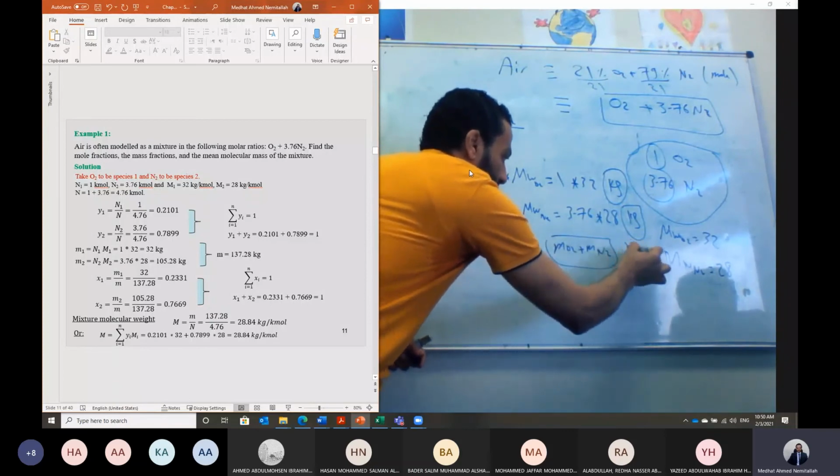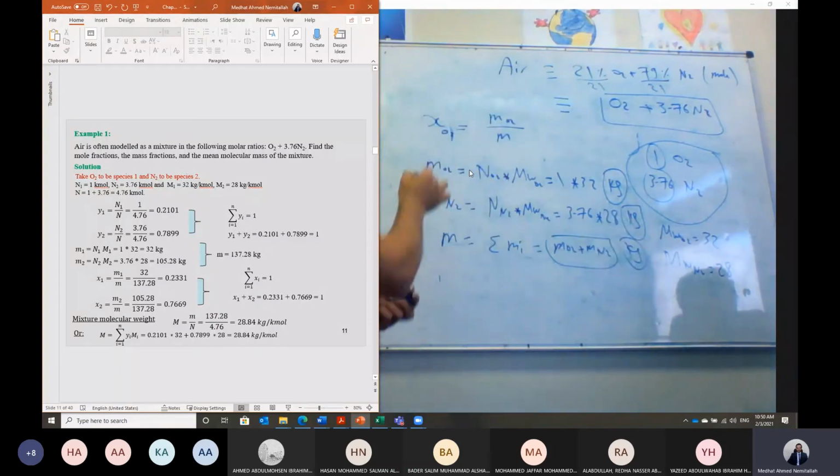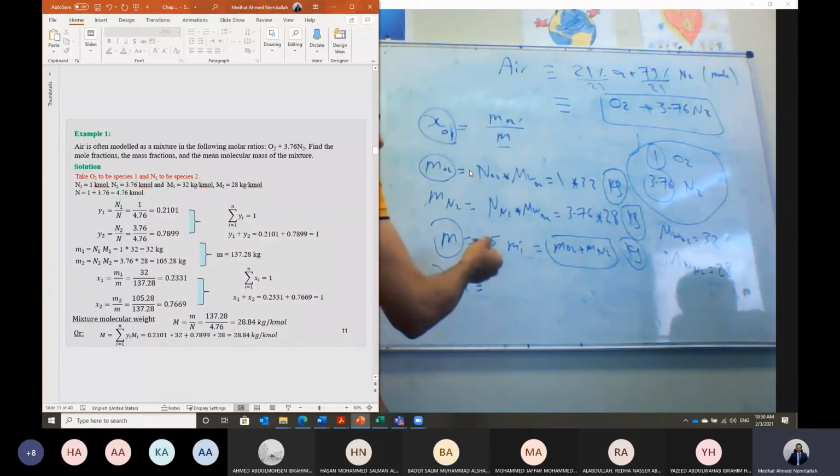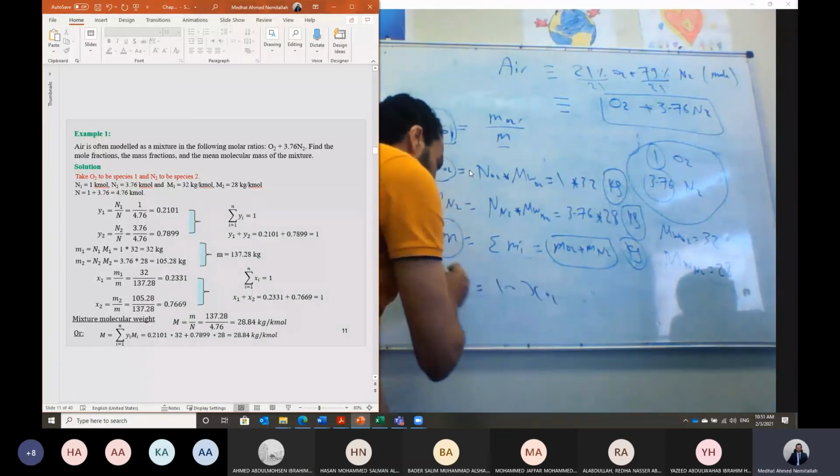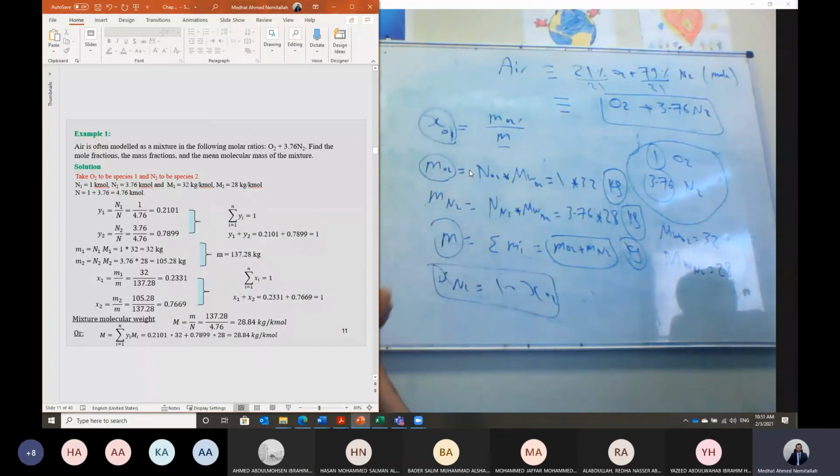You can calculate this term as well in kilogram. Then we can calculate the mass fraction of O2, which will equal the mass of O2 divided by the total mass. The mass fraction of N2 follows the same way, but as both of them sum to 1, it will be 1 minus the mass fraction of O2.